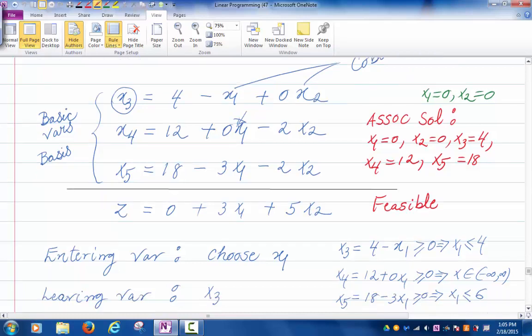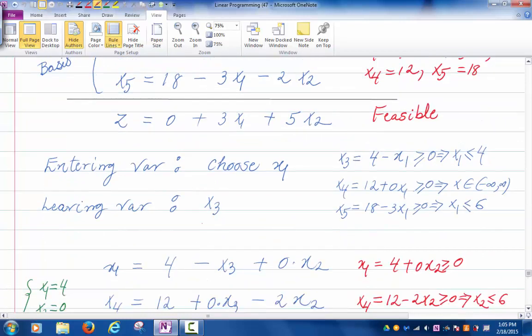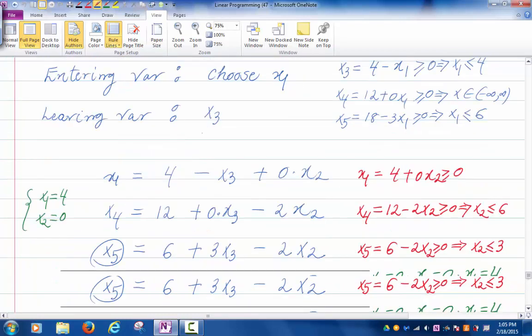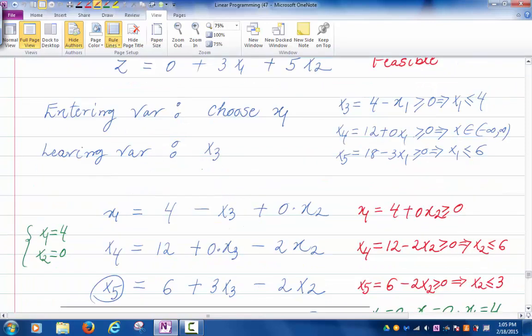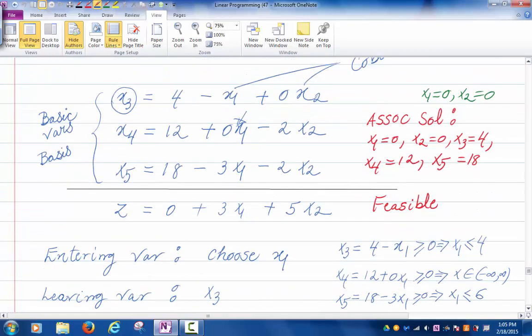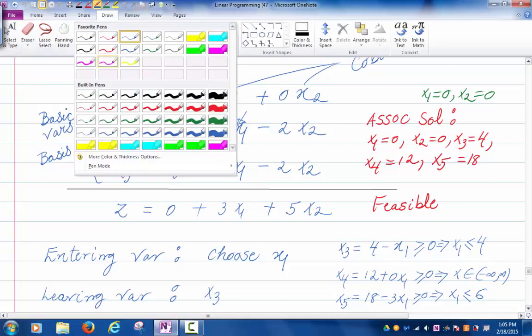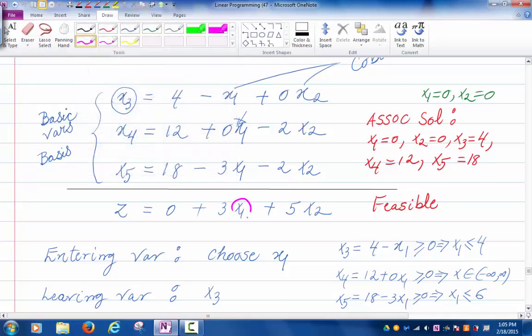In any case, you know how we can find an entering variable. What's the test for choosing an entering variable? What's the test for choosing a leaving variable? I'm not going to go over that again. But then once you choose them, right? So remember, we chose x1 to be the entering variable, and then we said x3 would be the leaving variable.